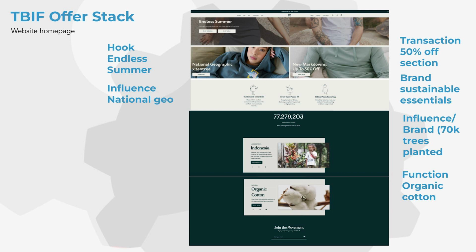So we're looking at another website homepage example here. And this is a company called 10 Tree, right? Every time you spend $1, they plant 10 trees. They're really big on brand attribute, as you could probably tell. But if we take a little audit of their website here, we could see they have a hook right there in the top, endless summer.